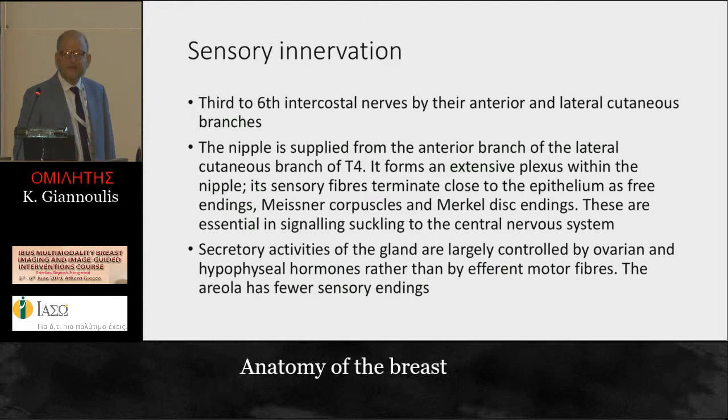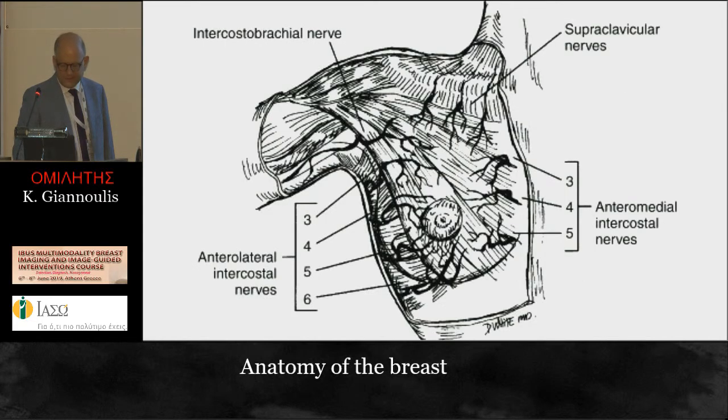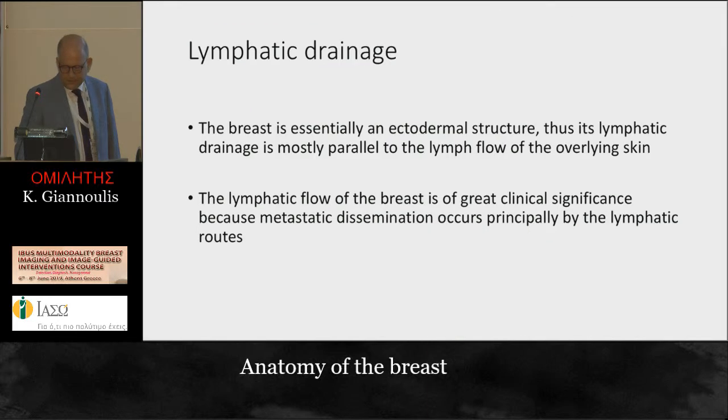The secretory activities of the breast are largely controlled by ovarian and hypophyseal hormones rather than by efferent motor fibers. The areola has fewer sensory endings. You can see the main cutaneous nerves providing nerve supply to the breast.